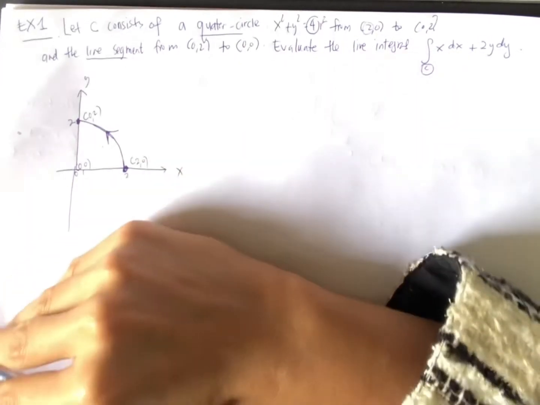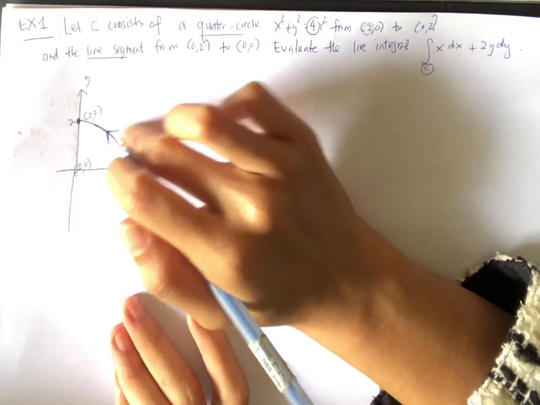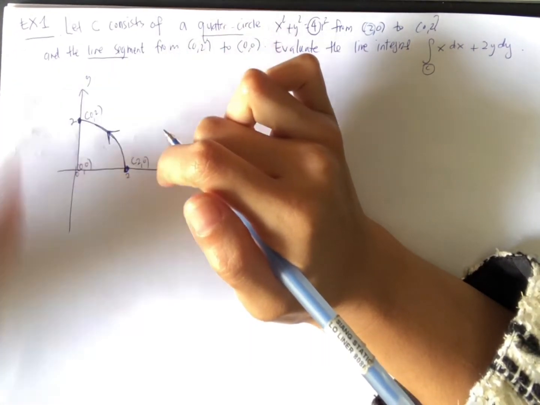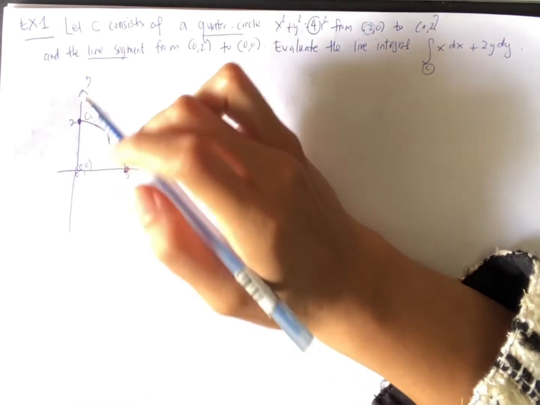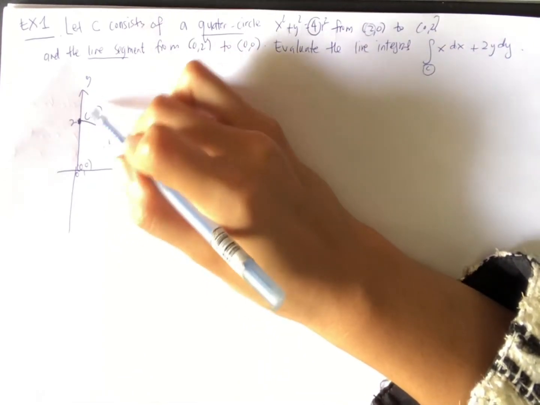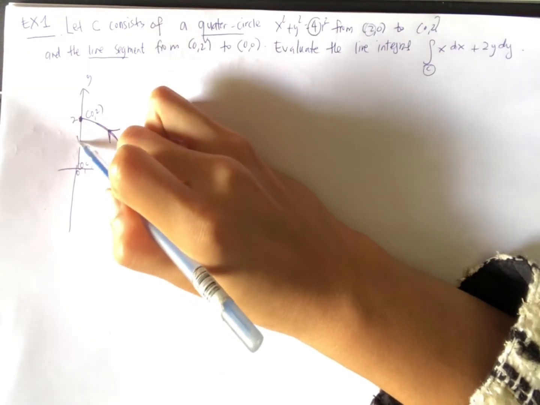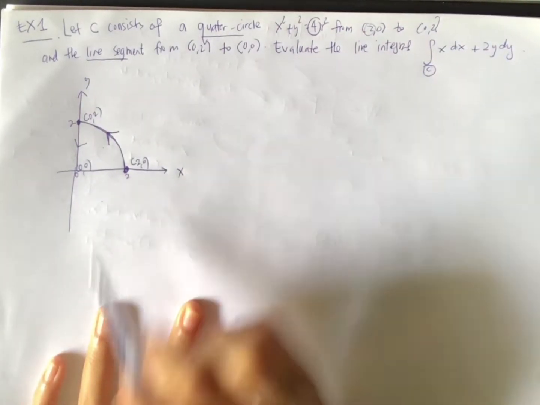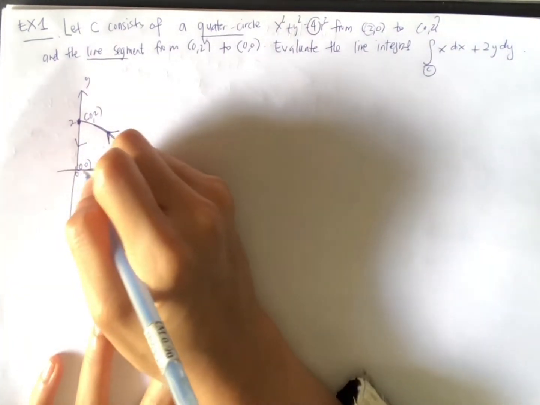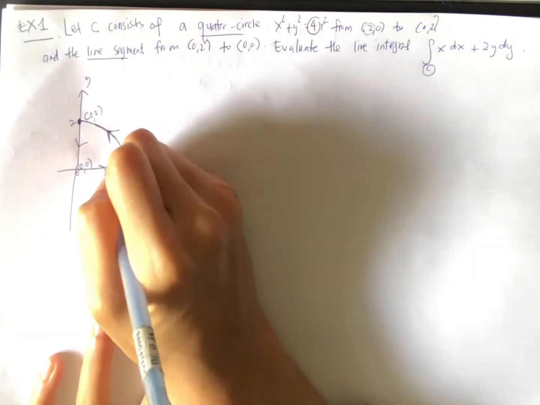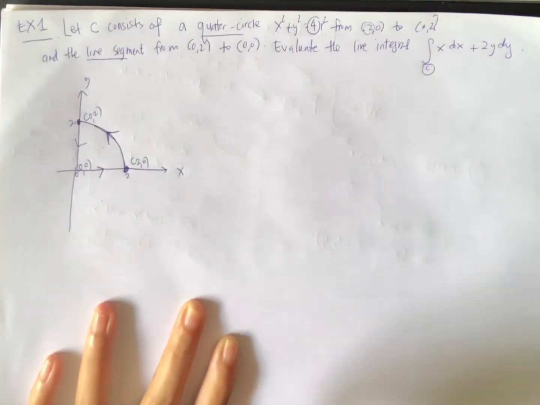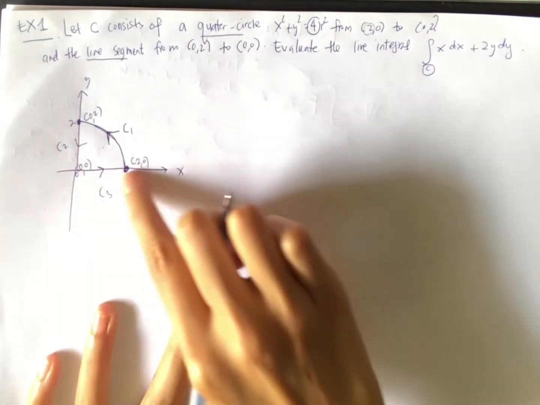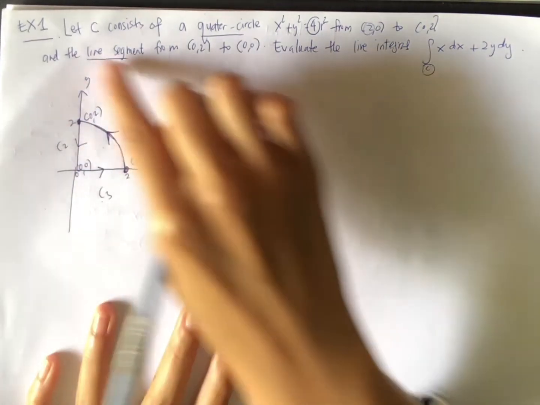Put an arrow here. That means this is the path or the direction, right? And then it's a line segment from (0,2) to (0,0). So it's this way, downward. And then the last one here is a complete one, so it must be this way. You can see that I label this one C1, this is C2, and this is C3. This is how the notation goes.